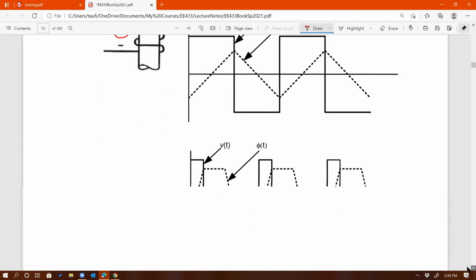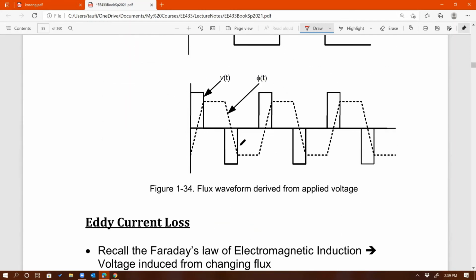And there's another example here. You've got pulses with some on time. So you can see that again, flux follows the integral of the voltage. Any questions on this?